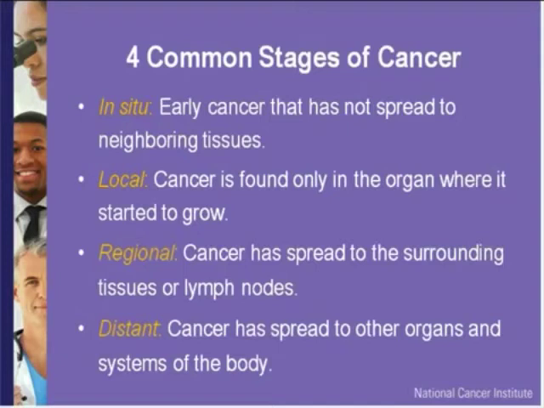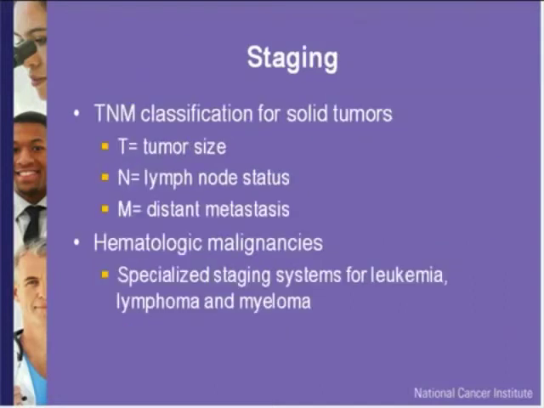Regional disease means that cancer has spread to surrounding tissues or to lymph nodes. So you recall in the earlier diagram where the cells were being shed into the lymphatic system and into the bloodstream. So we see the result of that with cancer being involved in the lymph nodes. And then distant spread means the cancer obviously has spread to other organs or other systems of the body.